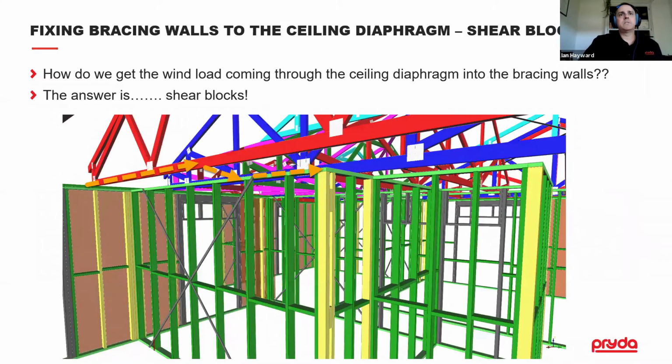So once we've fixed those adequately on site, then we need to think about how we're going to get those wind loads actually in from the ceiling diaphragm into the bracing walls. Okay, so the wind load comes onto this ceiling diaphragm in through the bottom chords of the trusses, then it has to get out to these bracing walls to engage it. Okay, so the way we do that is something called shear blocks.